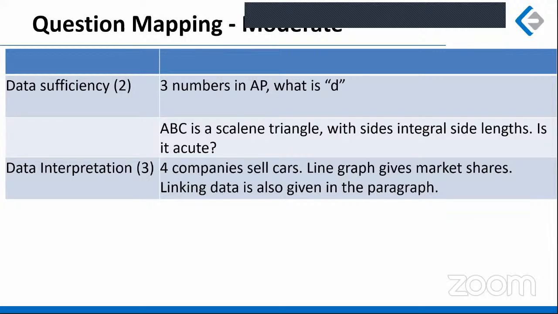There was another set, data interpretation, 3 questions, a little moderate. 4 companies selling cars, and only these 4 companies selling cars. A line graph gives their market shares for some years. And then there's linking data given in the passage. For a particular car, the growth in a particular year is given, the difference is given. So 3-4 statements are made to link and find the actual for a particular year. So quite a moderate set. Almost all 3 questions were doable.